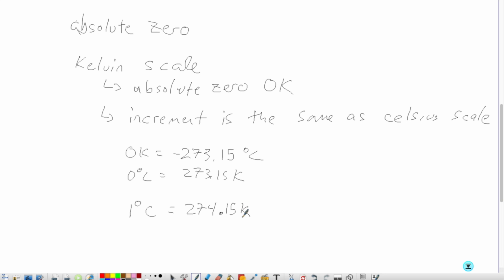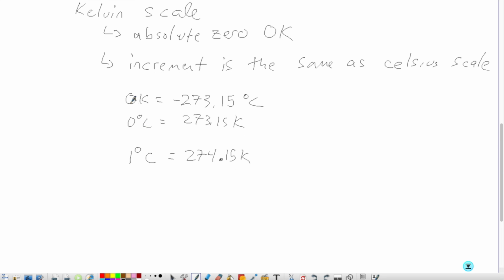So I want you to pause and see if you can figure out how to convert Celsius to Kelvin. What should be apparent is that all I'm doing is taking the degrees Celsius and adding 273.15. So to convert degrees Celsius to Kelvin, you take your degrees Celsius plus 273.15. Done. And you'll get your Kelvin.